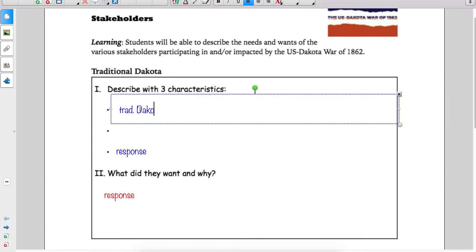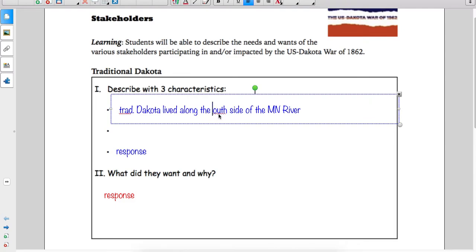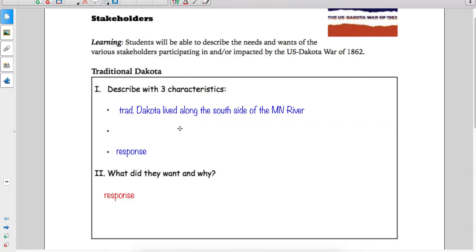So, traditional Dakota lived along the south side of the MN River. Notice I'm using shorthand in some places so that I'm not writing everything. I'm just taking it in note-taking form.